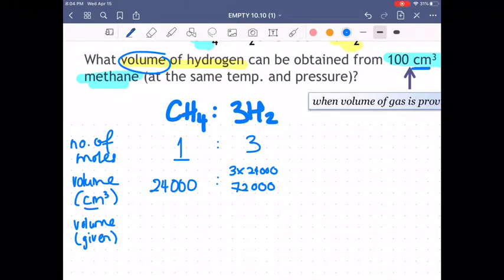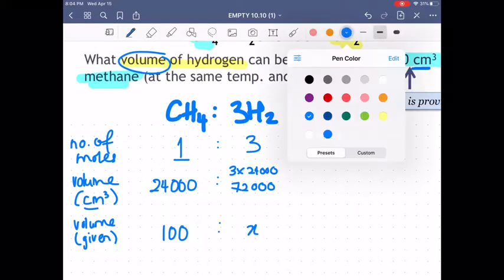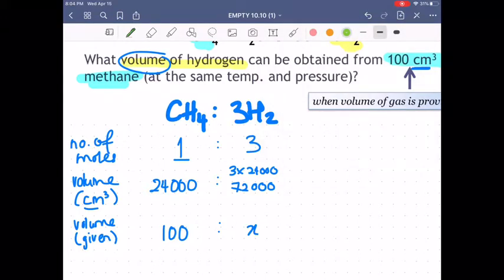Now the next row, you are supposed to put the volume given from the question. Given from the question, 100 cm³ of methane. So you put below methane, 100. What is the volume of hydrogen? You put X. Let me recall again, this volume on the second row is from your number of moles, so maybe I should put here molar volume. I hope you remember this. This one you need to convert: 3 moles convert to this, 1 mole convert to that.